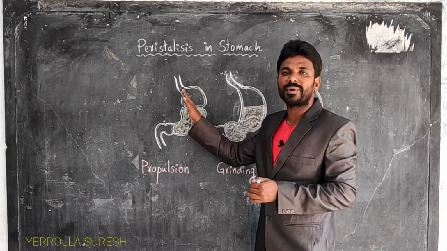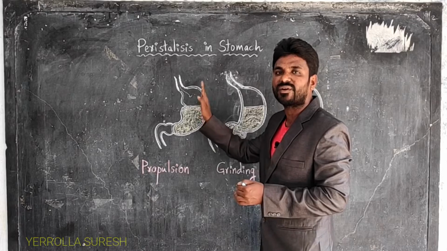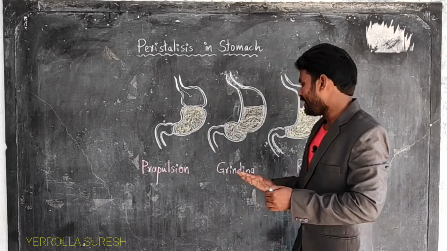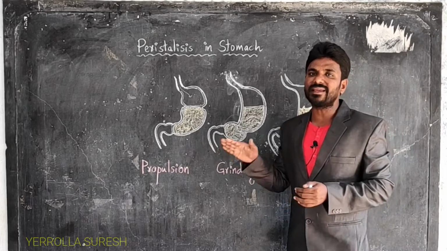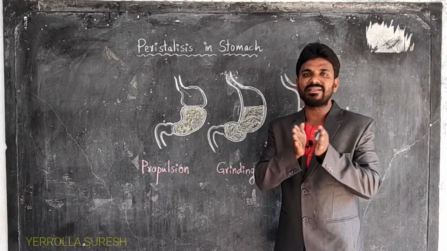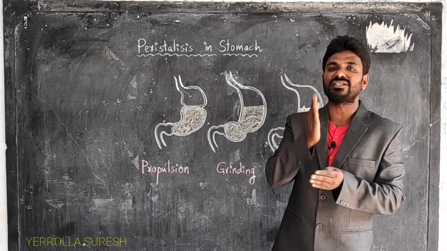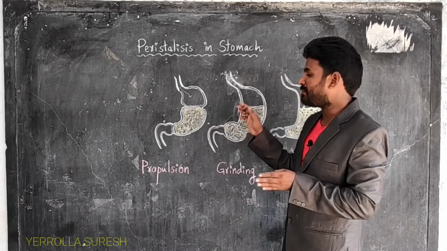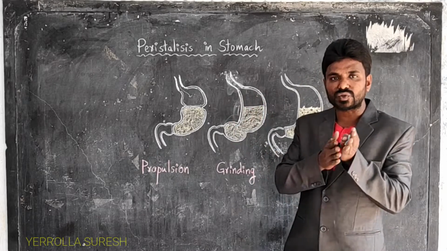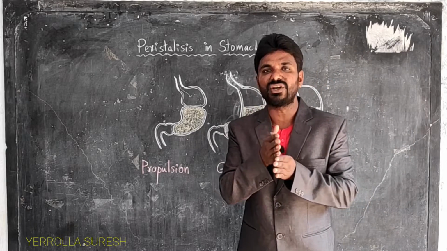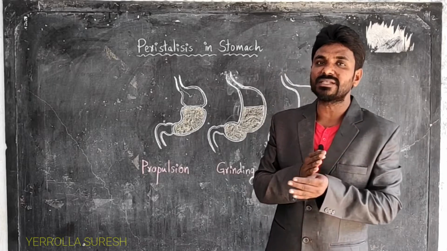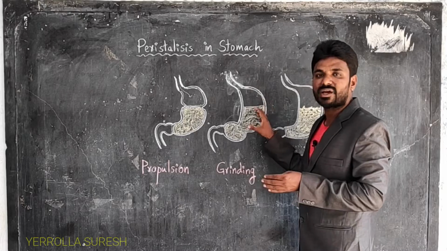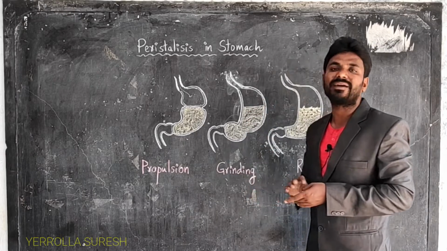What is happening in propulsion? The food material is moving forward from the esophagus into the stomach and it is moving in the stomach. And the second one, grinding. What is happening in grinding? The total food material is ground, made into smaller pieces, and made into chyme. The muscles present in the walls of the stomach contract, the food material is churned into smaller pieces, and that food material is known as chyme. So chyme is formed inside the stomach during the movement called grinding.